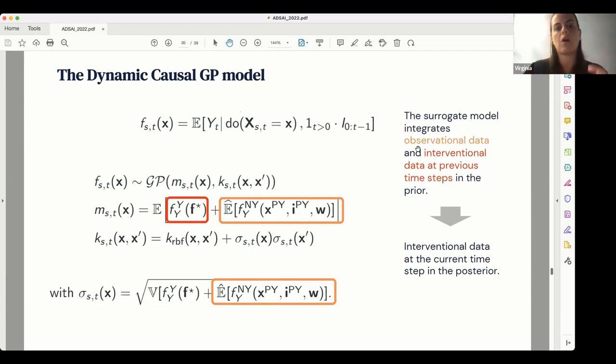And so this recursion allows us to integrate observational data, interventional data at the current time step, as in CBO, but also interventional data collected at previous time steps. So it responds to our need to be efficient in selecting interventions.